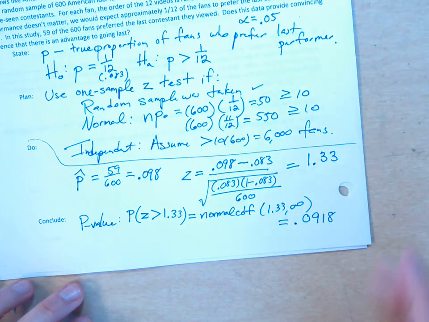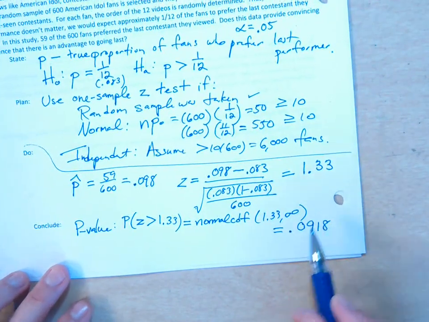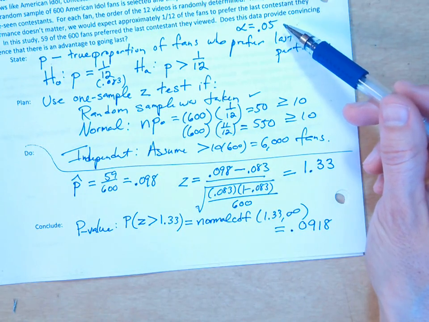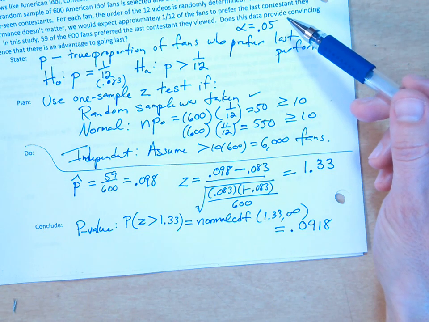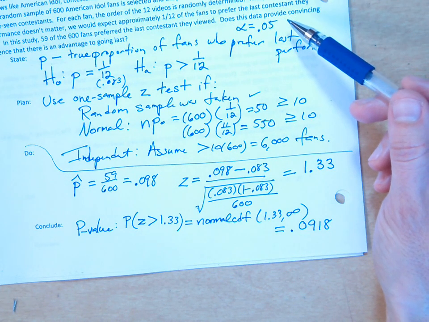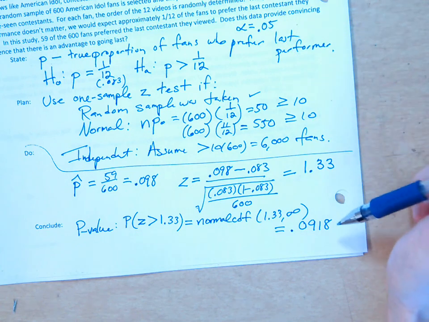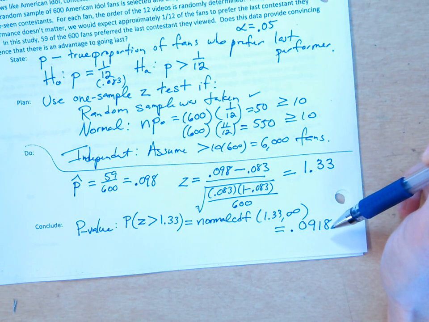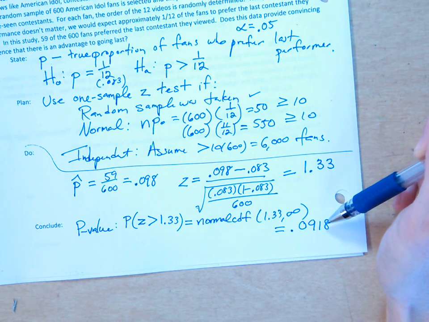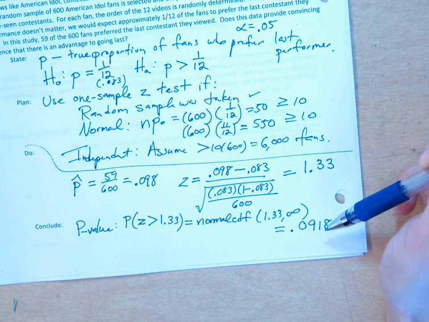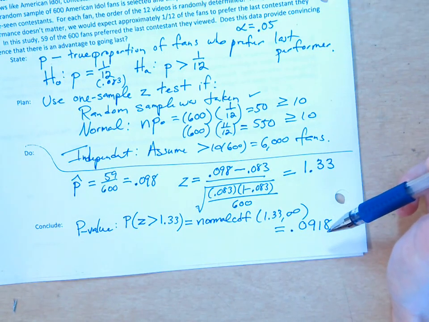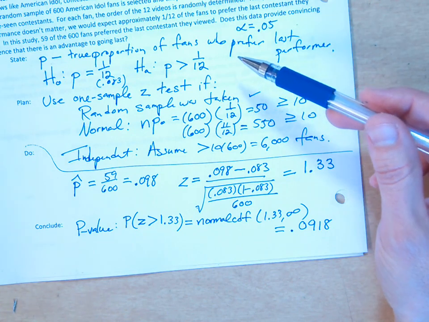So do we get to reject? This is our p value, and this is our significance level. With our significance level, we want less than a 5% chance of that outcome happening in order to reject h naught. We want less than a 5% chance at random that we would get that outcome. So what's the probability we get it? It's over 9%. So it could have happened randomly that many people preferred the last performer. So we cannot conclude anything. We can't reject h naught. So we can't conclude that there's a benefit to performing last.